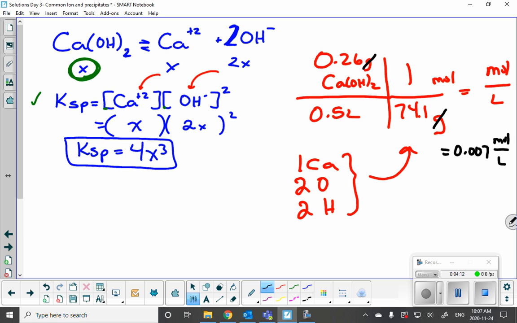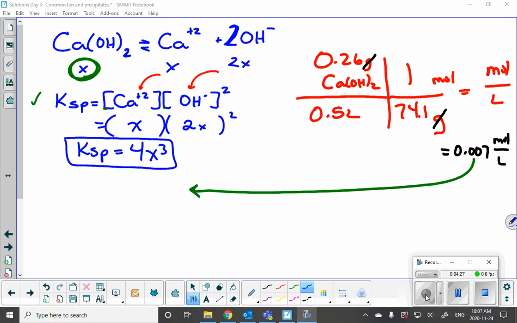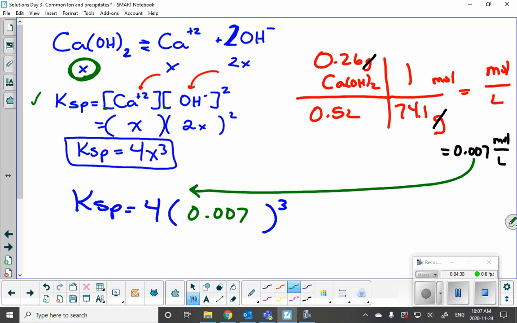And this is in the right format. This is the value of x. This is the amount of calcium hydroxide that dissolved. But since the value of x is the same across, I can put that value into the Ksp expression. So now we know the value of x, so Ksp is going to be equal to 4 times that value cubed, where that value is 0.007. So order of operations, you guys, we cube things first and then multiply by 4 to get our Ksp. So that gives us a value of 1.38 times 10 to the -6.